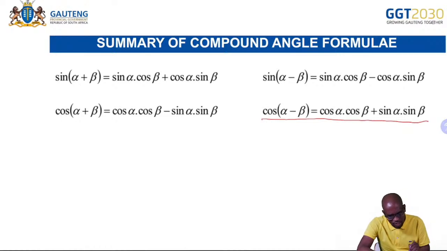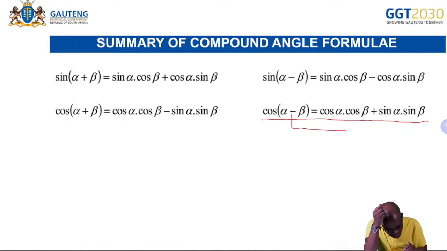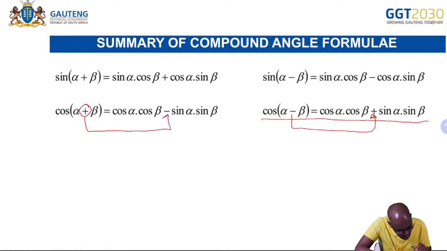derived. So you'll see that in the cosine expansion, if it's cos alpha minus beta, what happens is that the sign here becomes opposite to what you had. Also check cosine plus here, but there it's negative. So the sign becomes opposite to what we have.